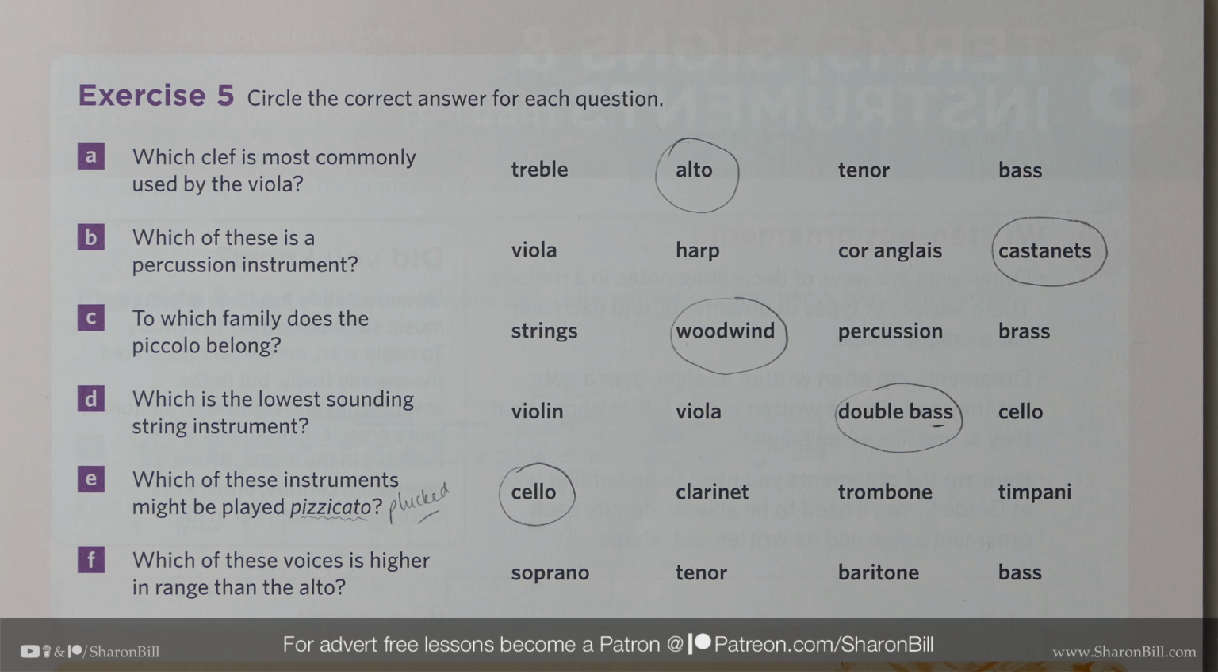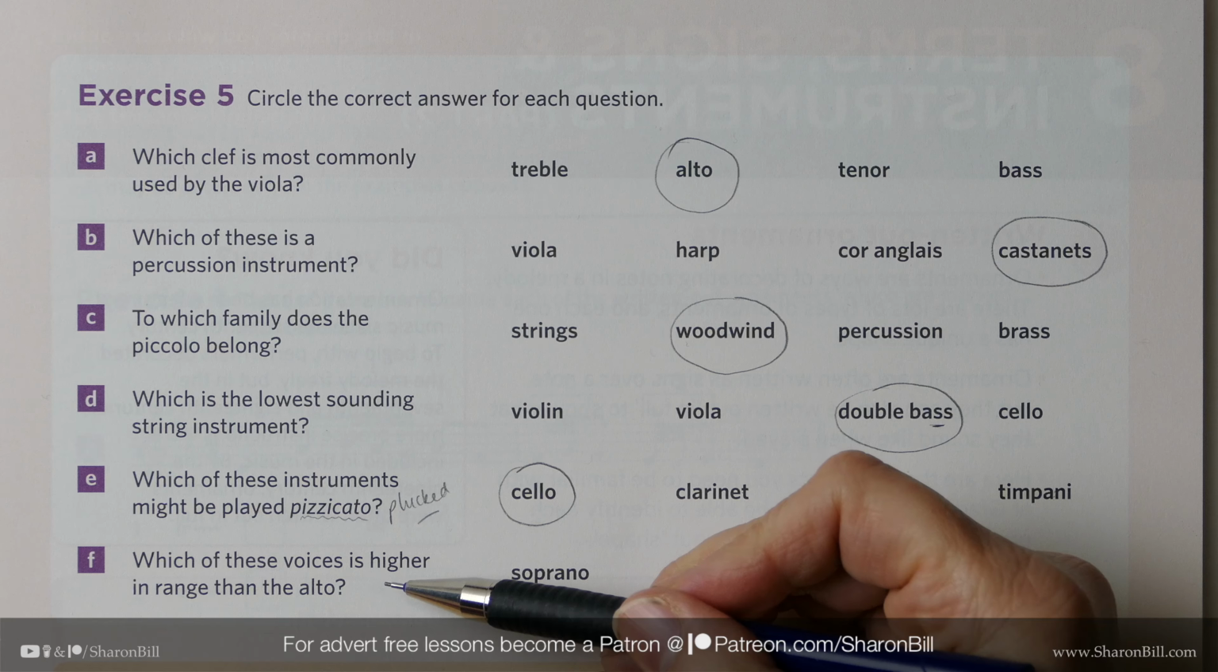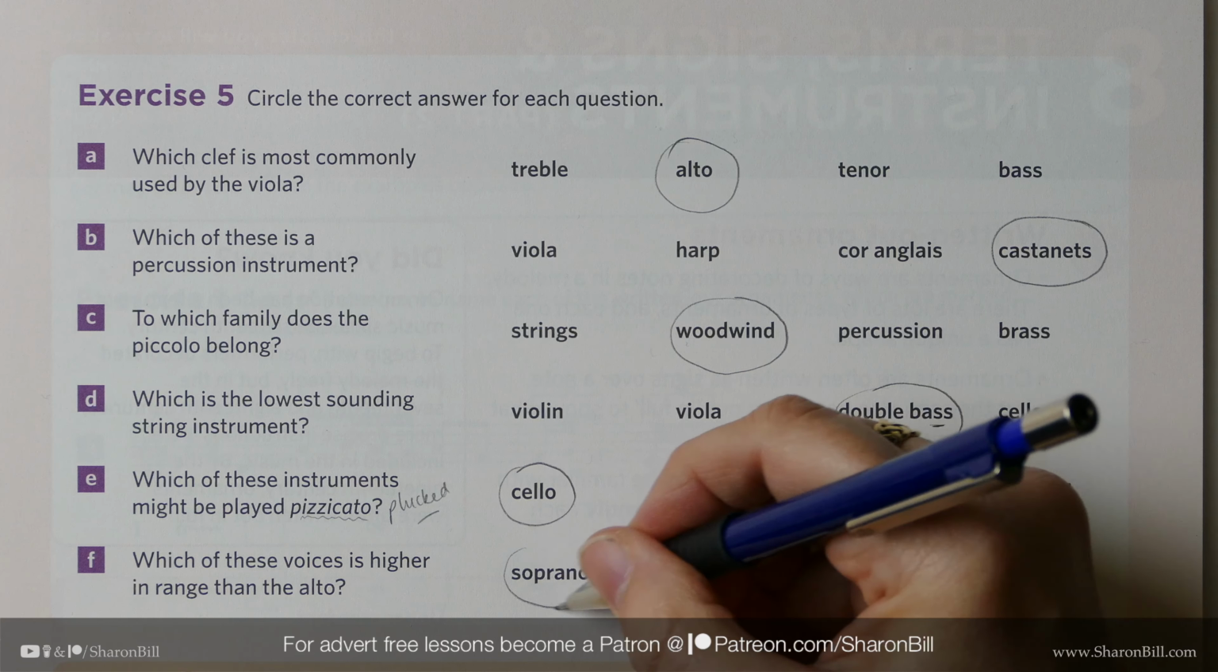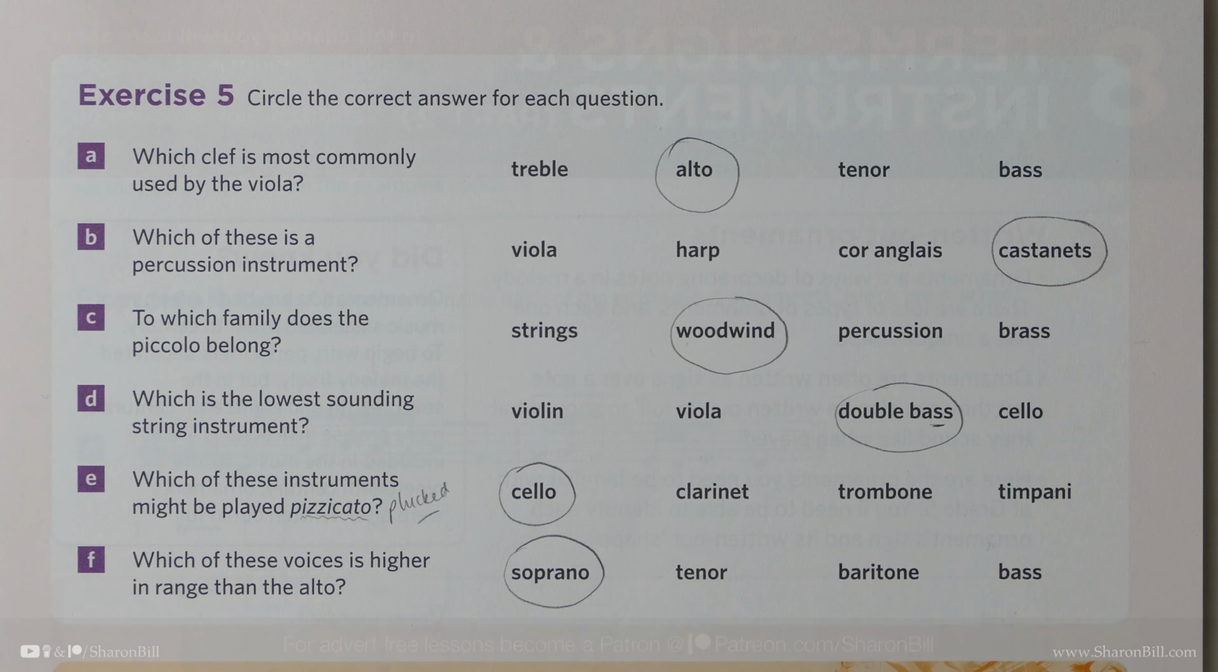And then finally, which is higher in range than the alto? And that's the soprano, the highest of the voice ranges.